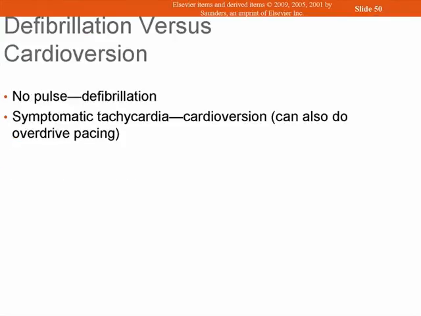So how do you know whether you're going to defibrillate or you're going to cardiovert? Well, here's the difference. If there's no pulse, you need to defibrillate. If they have symptomatic tachycardia and they have a pulse, you can cardiovert them. You can also do what we call an overdrive pacing, where you put the external pacemaker on and you crank the heart rate up on the pacemaker and capture their heart rate. And then sometimes you can drive it down as you decrease the rate. You can actually make their heart rate decrease as well. But a physician must be there to guide that direction if you're going to overdrive pace.